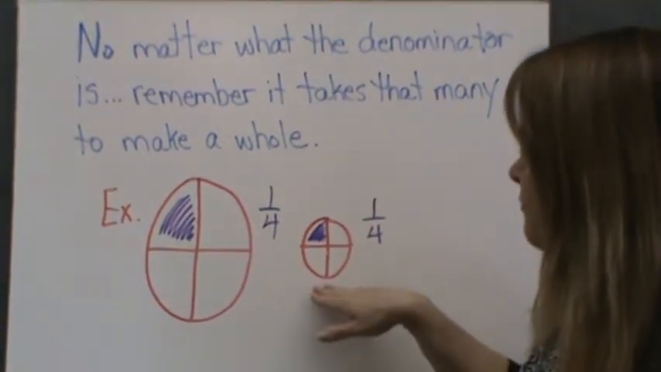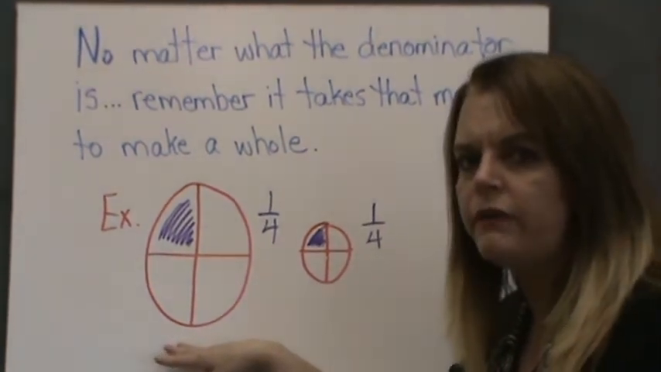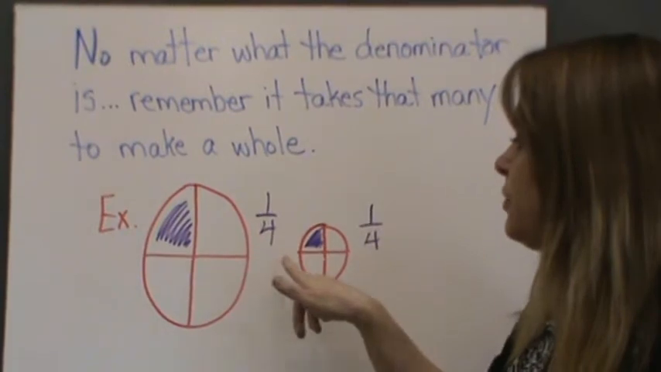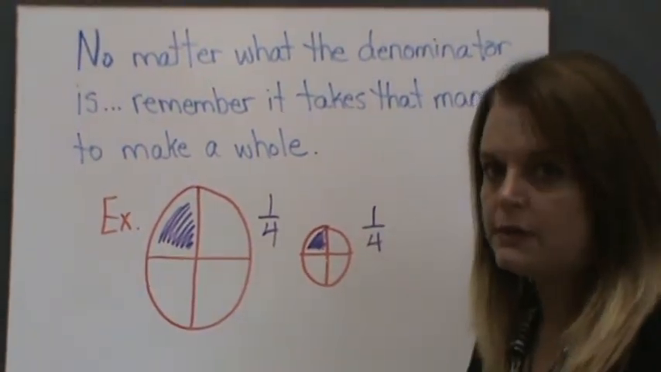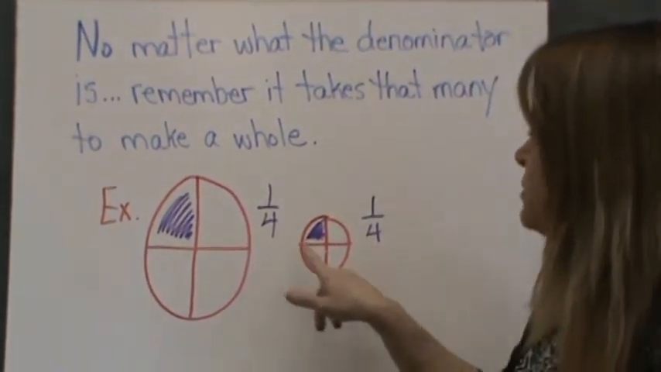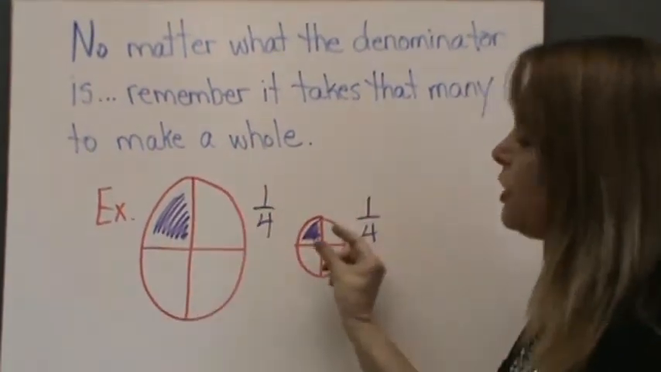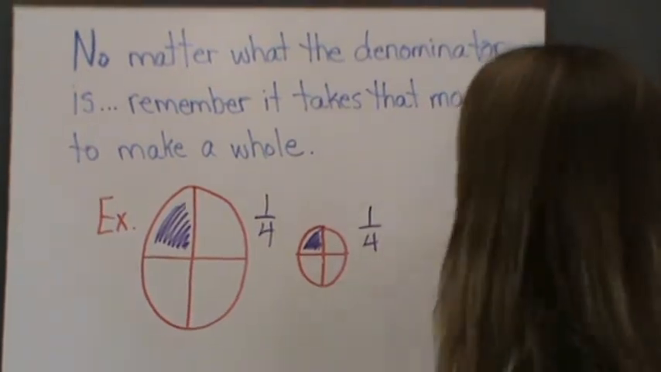But you can see here the fourths are much smaller than these fourths. So you have to know how big the whole is to know how big the fourth is. So just because the denominator is a 4, those fourths might be different sizes. One may be much bigger and one may be much smaller.